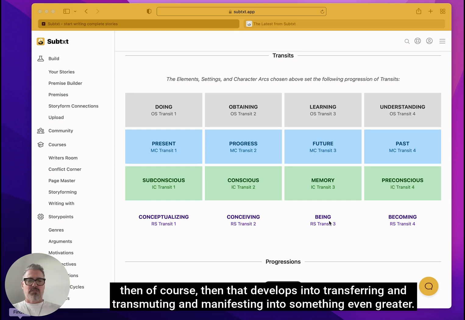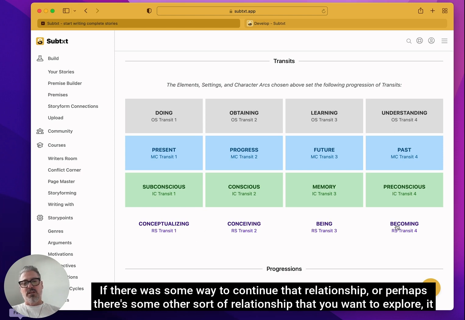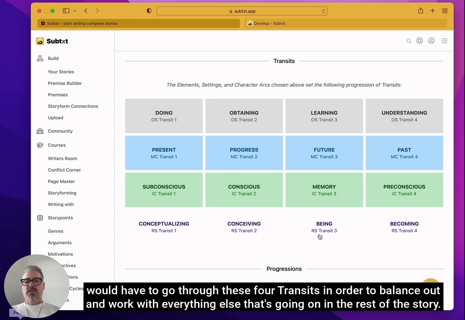And then, of course, that develops into transferring and transmuting and manifesting into something even greater. The friendship in the beginning, if it was to come into some other way of existence, if there was some way to continue that relationship, or perhaps there's some other sort of relationship that you want to explore, it would have to go through these 4 transits in order to balance out and work with everything else that's going on in the rest of the story.